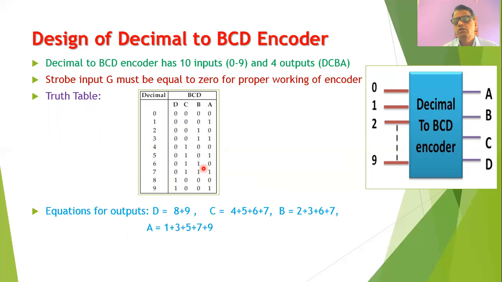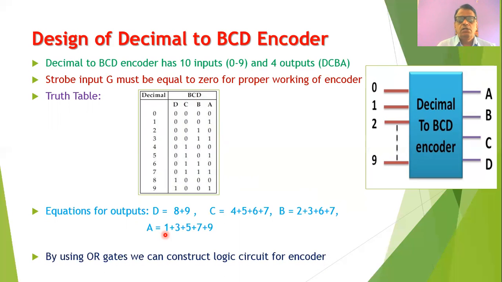Similarly, when you check the column for output B, it is 1 for the decimal inputs 2, 3, 6, and 7, and therefore we can write B is equal to 2 plus 3 plus 6 plus 7. And when you check output A, you can easily find from this truth table that for the decimal inputs 1, 3, 5, 7, and 9, the output A is 1, and therefore A is equal to 1 plus 3 plus 5 plus 7 plus 9.